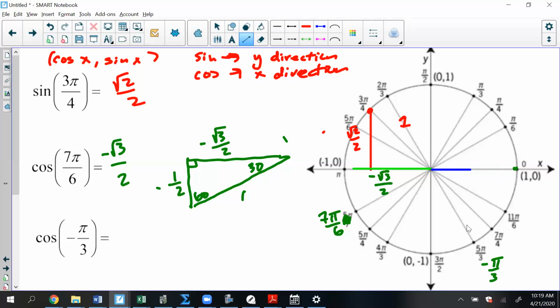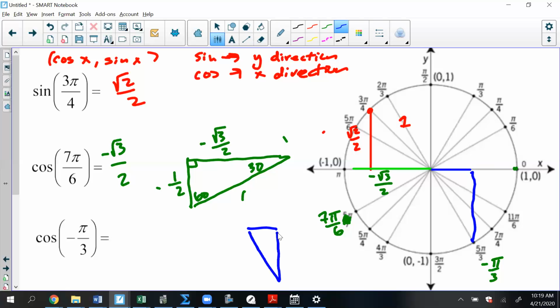So if I complete my, but that's okay. Because I know this is the 60, I know that's the 30. That means I know this is a half. This is in my direction, negative square root 3 over 2. So my final answer would be negative square root 3 over 2. I can put that 1/2. It's helpful if I'm finding full coordinates, but if they just want the cosine, I just want the x direction.